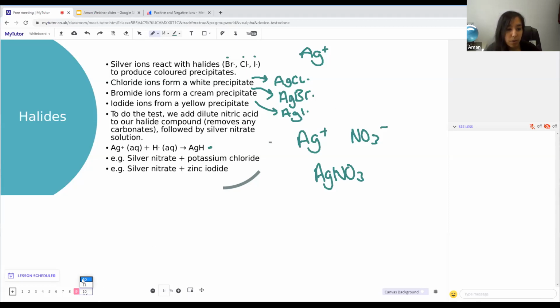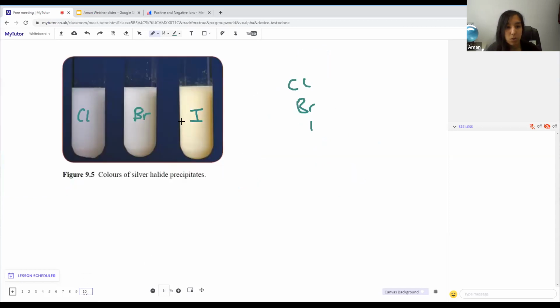Yep, there you go. If you think about it as a continuation down the periodic table, it usually goes fluorine, chlorine, bromine, iodine, but we only need to know about chlorine, bromine, iodine. So chlorine starts off white, bromine will then be cream, and then yellow. Think about it as a continuation, slowly getting more and more yellow. And that will hopefully help you remember the colours of those precipitates.